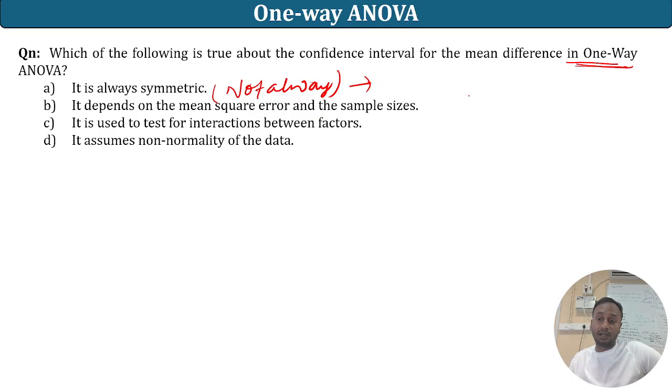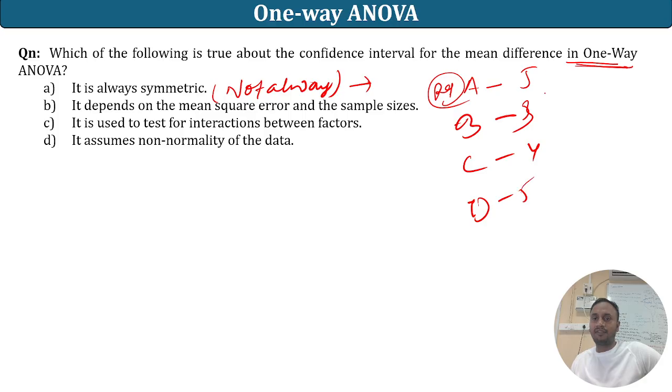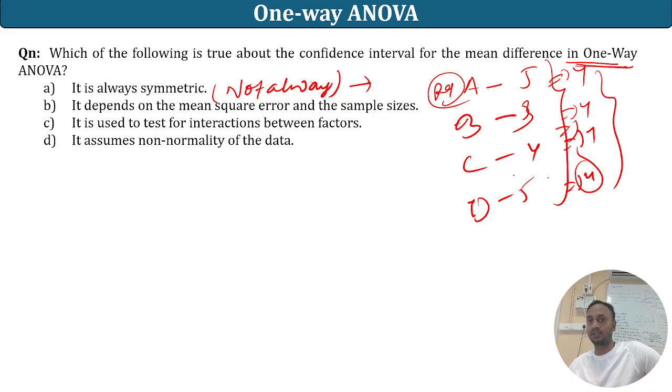Let's say I took one example. In one group, we were having detergent A was 5, B was 3, C was 4, D was again 5. So in that case, it's not going to be symmetric. If the numbers are 4, 4, 4, it may be. So this is not always true, so this can't be the answer.